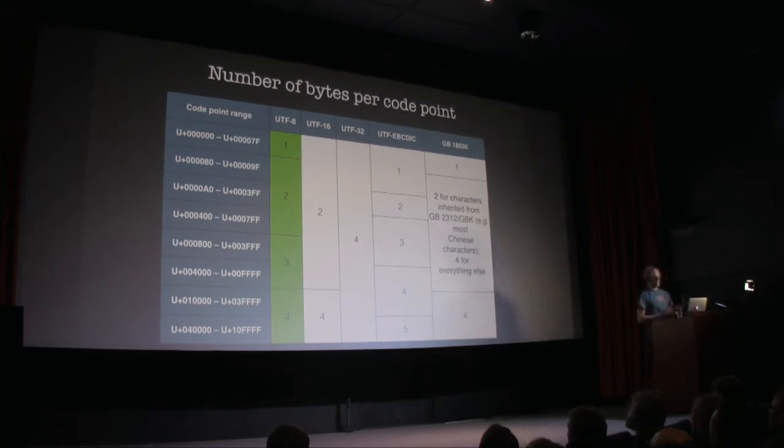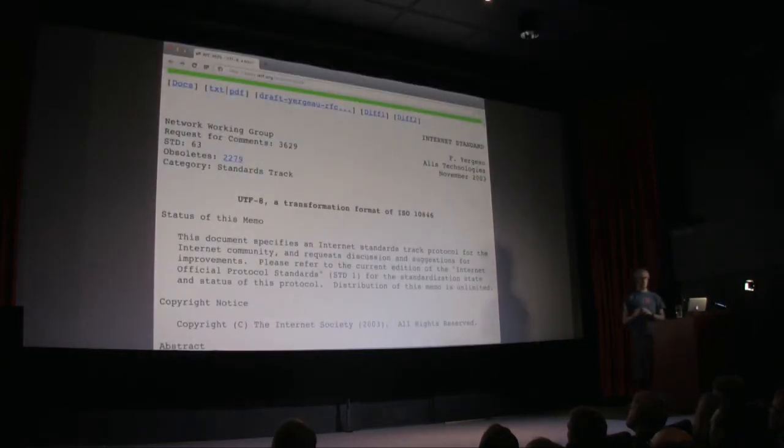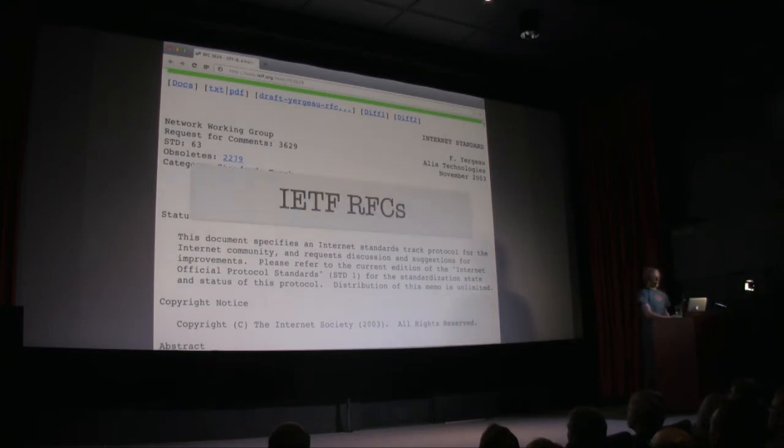Now, if you want to find out more about these encodings, it's very tempting to just Google for the name of the encoding, like I did here, and then you'll usually find a document like this. This is an RFC, or a request for comments document, published by the IETF. And this is a document that originally defined how UTF-8 was supposed to work. It's very old.